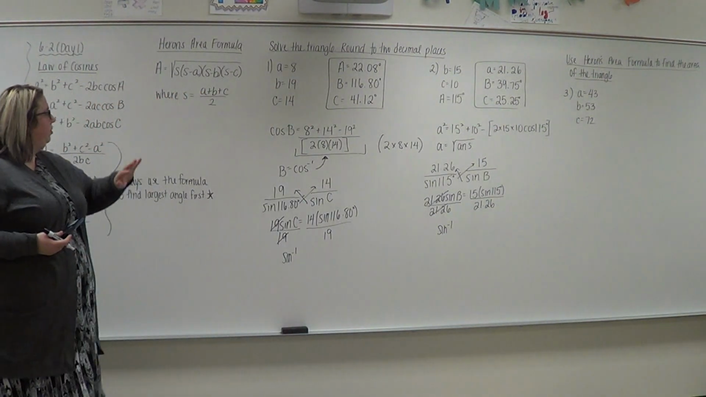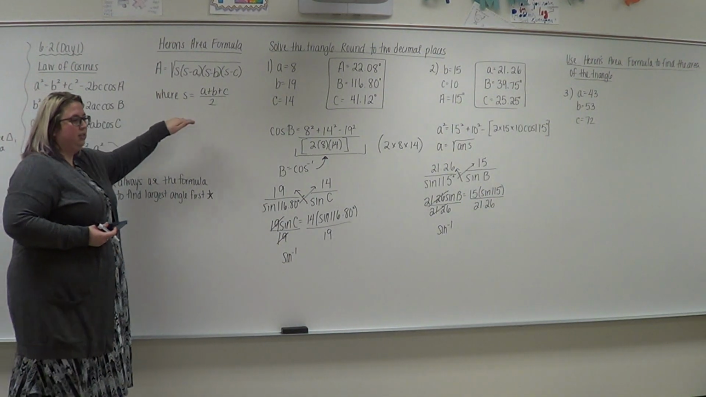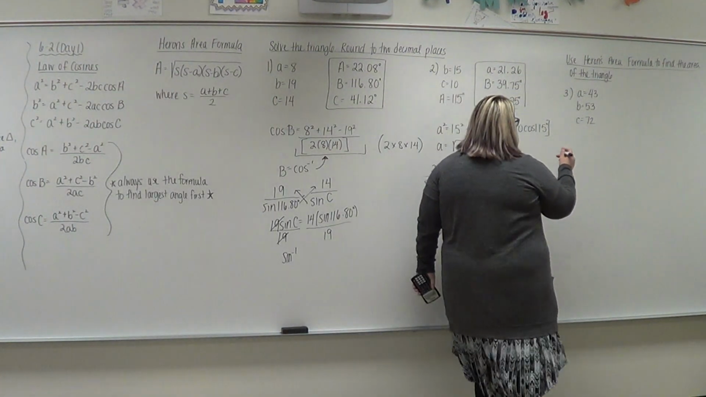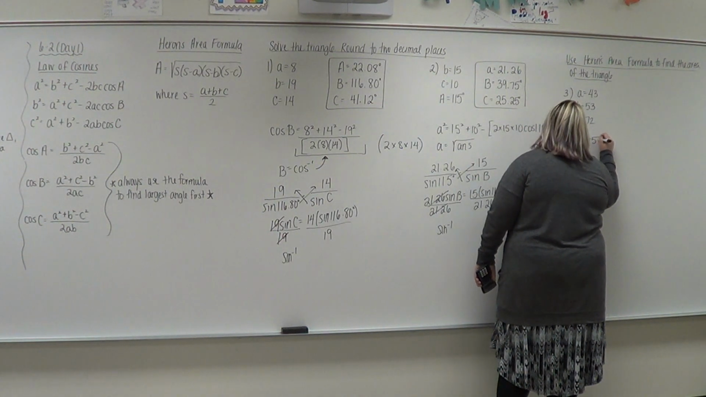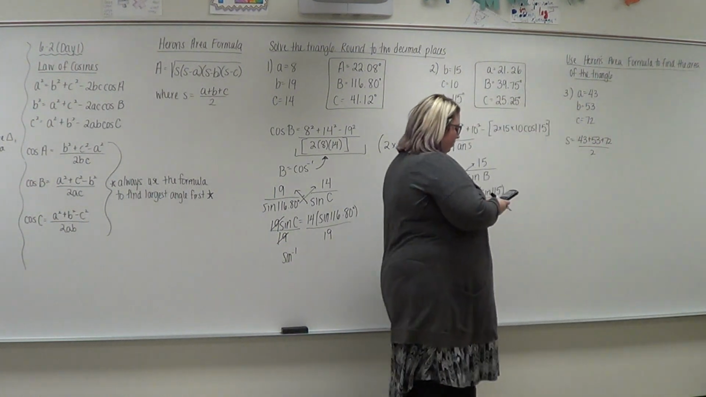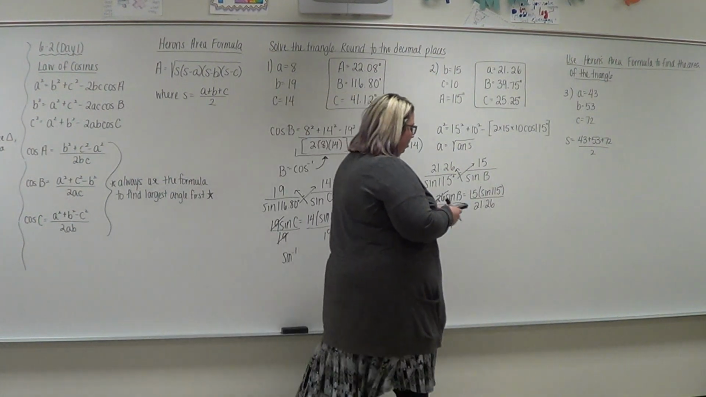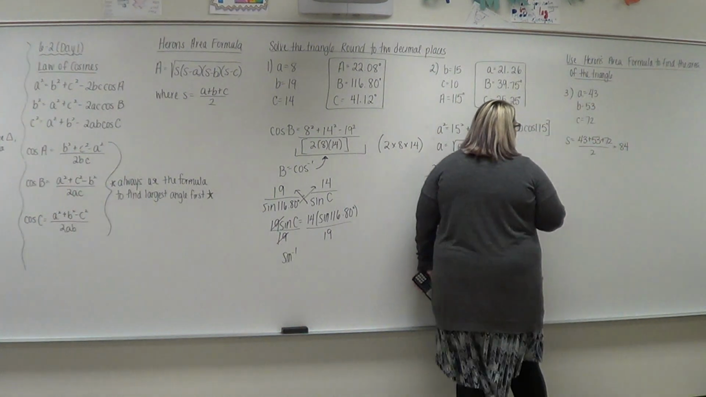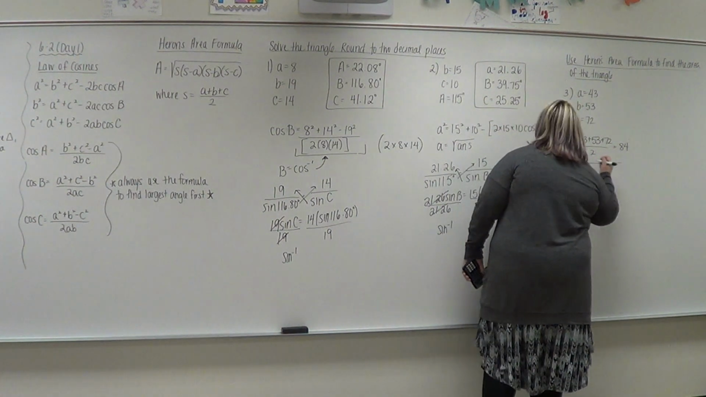Okay, so the area formula is this. The first thing you do, you have to find S. S is similar to the average, but you're only dividing by 2. So you take all of your sides, add them together, and divide by 2. So 43 plus 53 plus 72 divided by 2 would be 84. That's not the answer, is it? No, that's just S. Then you just plug 84 in.